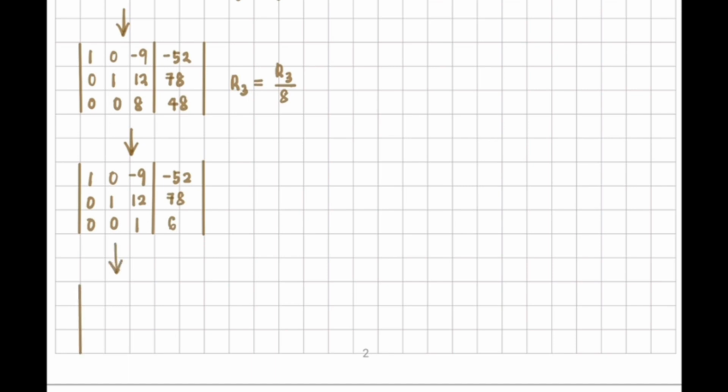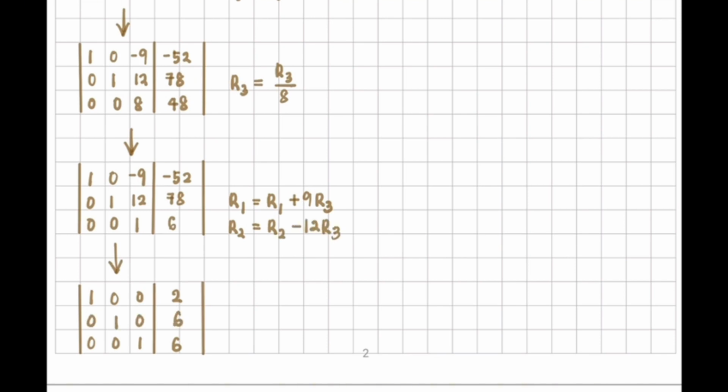Last but not least, we're going to keep the third row's value fixed. As for the first row, we're going to multiply the third row's value by 9 and then add it to the first row value, which results in 1, 0, 0, 2. For the second row, multiply the third row by 12 and subtract it from the second row. So the final result will be x equals to 2, y equals to 6 and z equals to 6.